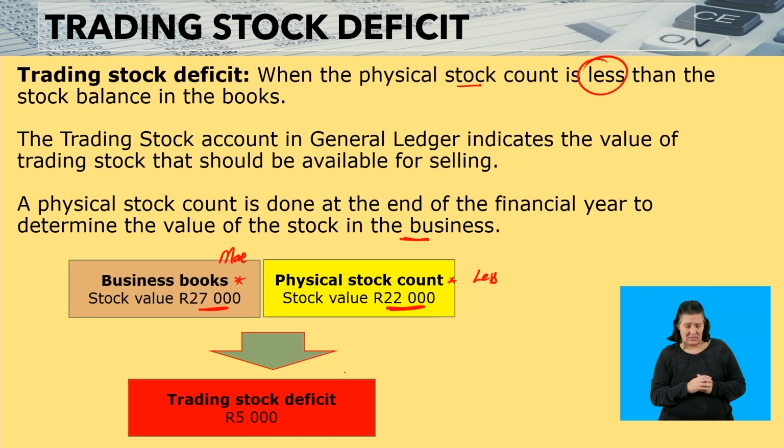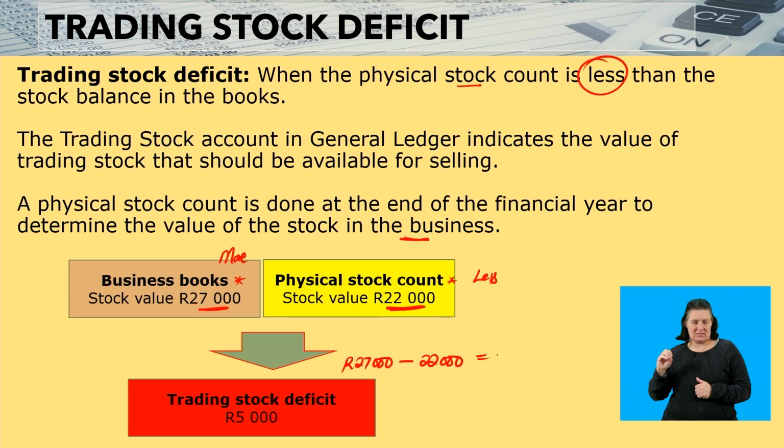But how did we get to 5,000? We would say the 27,000, that is the stock in the books, minus the 22,000, that is the stock according to the physical stock taking. Therefore, we end up with a deficit of 5,000.